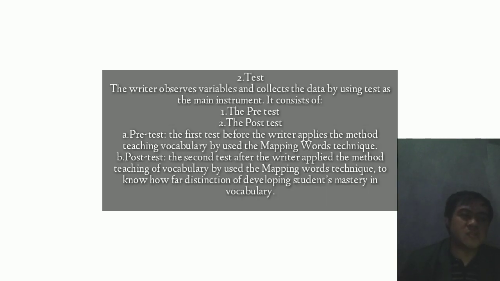Number 2 is test. The writer observes variables and collects the data by using a test as the main instrument. It consists of 1, the pre-test, and 2, the post-test. A. Pre-test. The first test before the writer applies the teaching vocabulary technique using the mapping word technique. B. Post-test. The second test after the writer applies the method of teaching vocabulary using the mapping word technique to know how far the distinction in developing student mastery of vocabulary.